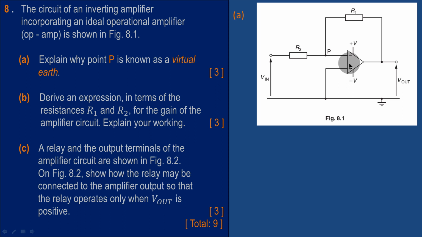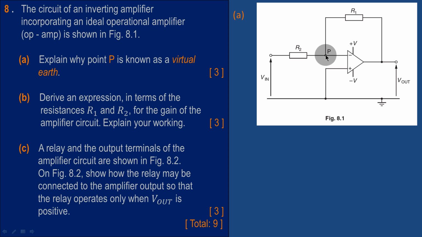The difference between the two inputs must be very small for the amplifier not to saturate. One of the inputs, which is the non-inverting input, is connected to the earth line. That is, the non-inverting input is 0 volts. Now, given that the difference between the two inputs must be very small, it follows that the inverting input must be very, very close to 0. And since it is so close to 0, it appears as if it is 0 volts.